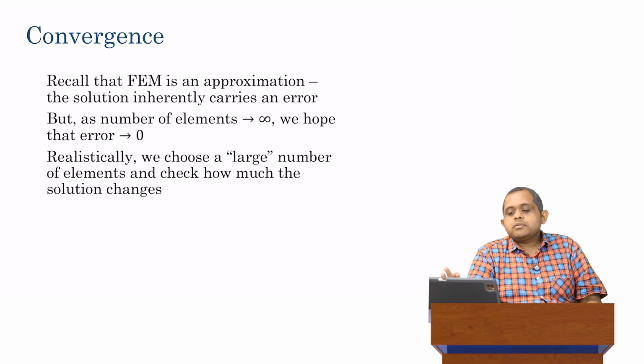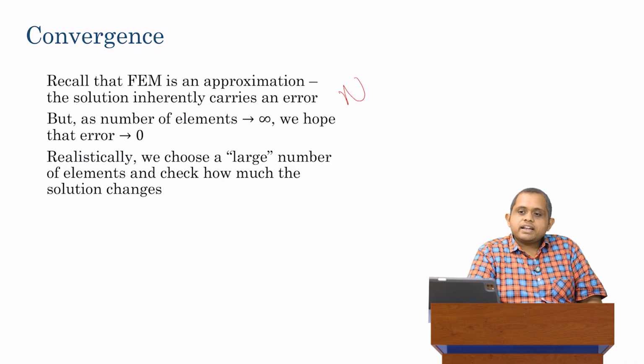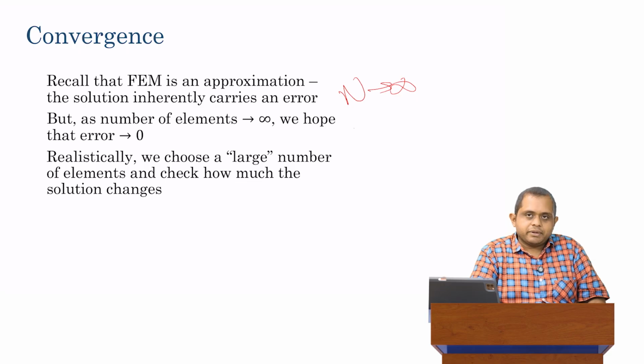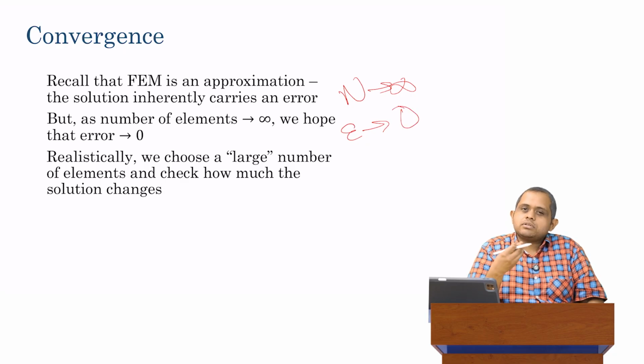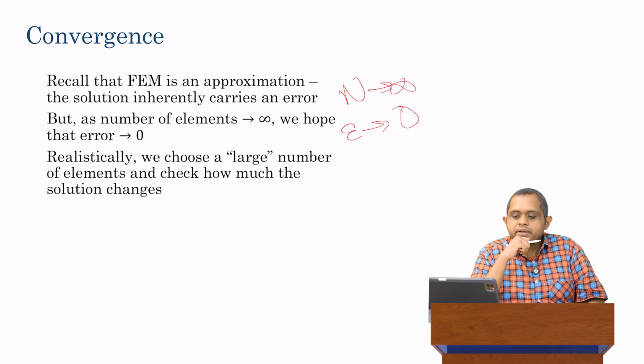So remember that the finite element method inherently is an approximation, so our solution definitely has an error. And as we said, if n is the number of elements and n tends to infinity, in practice it can't be done, it's just a large number, but if it tends to infinity, then my error epsilon tends to 0. That's the basic assumption in the finite element method.